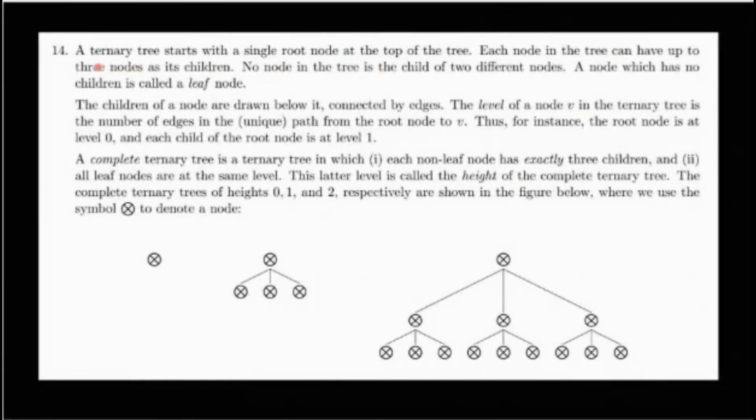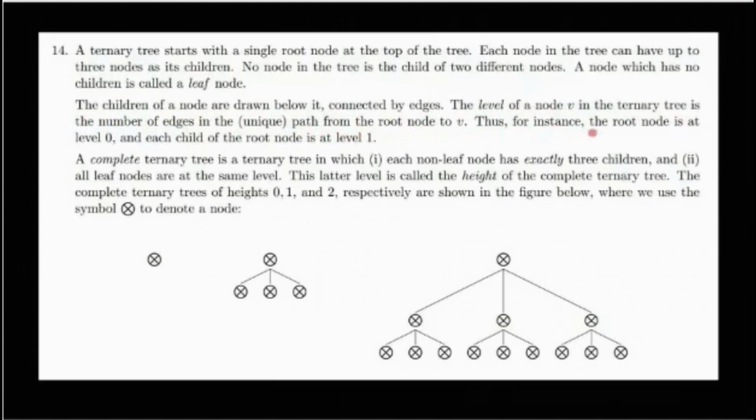So 14 says that a ternary tree starts with a single root node at the top of the tree. Each node in the tree can have up to 3 nodes as its children. No node in the tree is the child of two different nodes. A node which has no children is called a leaf node. The children of a node are drawn below it, connected by edges. The level of a node V in the ternary tree is the number of edges in the unique path from the root node to V.